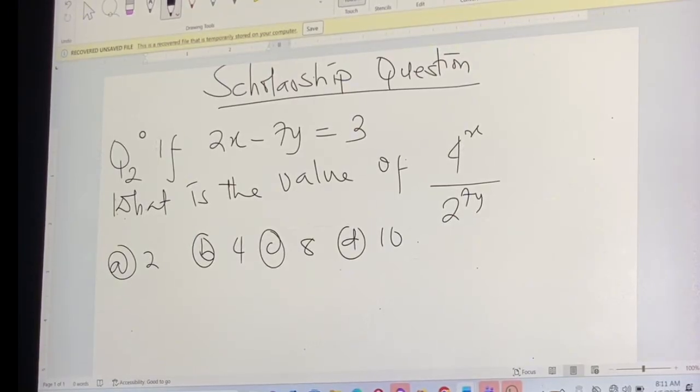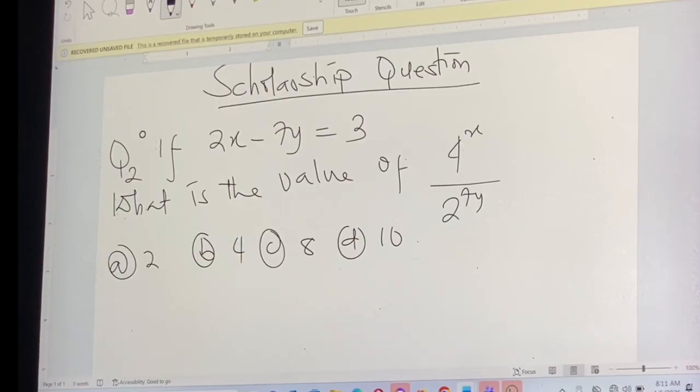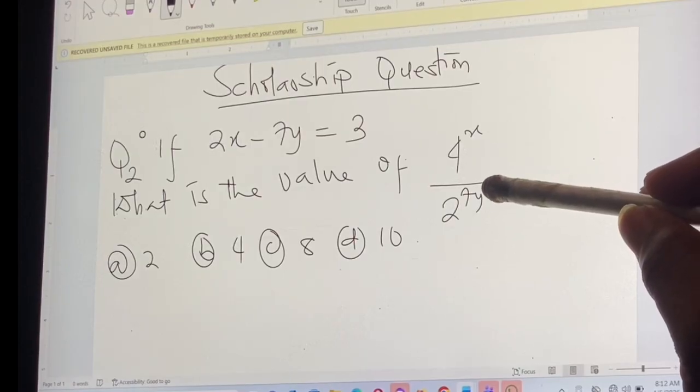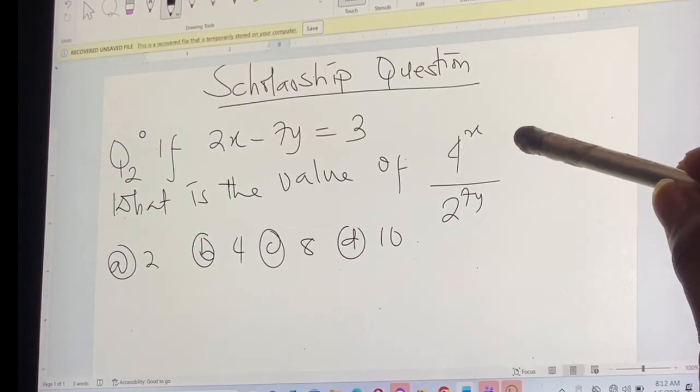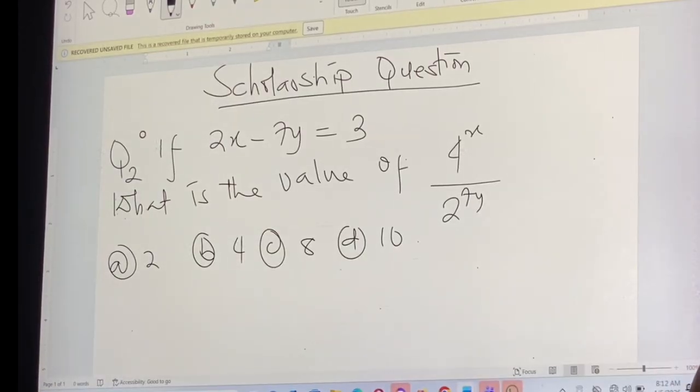In this video, we're going to focus on scholarship questions, mostly SAT questions. We are given a question here that said, if 2s minus 7y is equal to 3, what is the value of 4 raised to the power of s divided by 2 raised to the power of 7y? The options are given to us here. A, they said 2, B, they said 4, C, they said 8, D, they said 10.